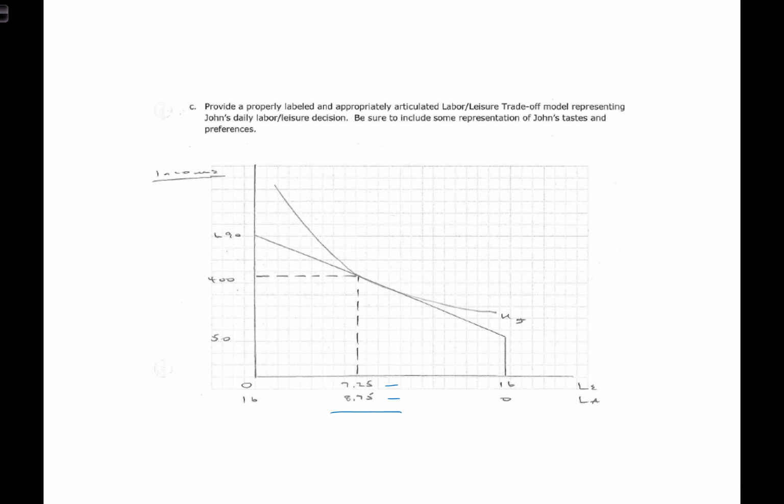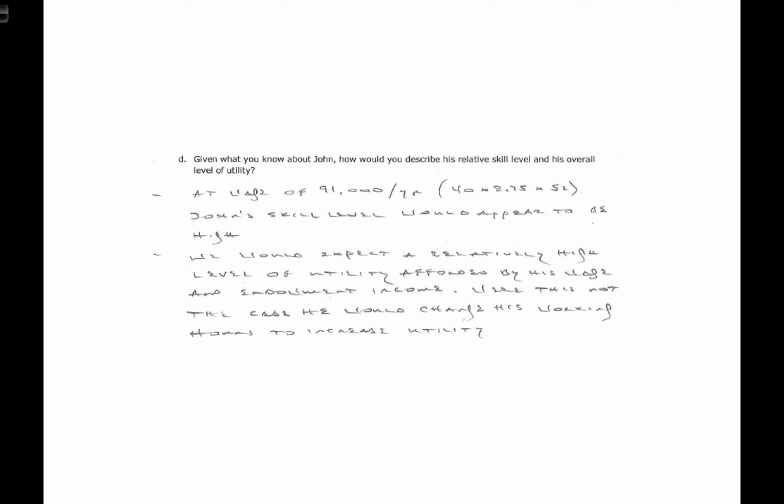We knew that he had a $50 endowment and that he needed $400. Well, the difference between 50 and 400 is 350. 350 divided by the $40 wage is 8.75 hours of labor each day. If there's only 16 hours available, that left 7.25 hours for leisure. And so we had identified his budget curve. And I asked you to give me some representation of John's tastes and preferences, and that is an indifference curve. That's item C.